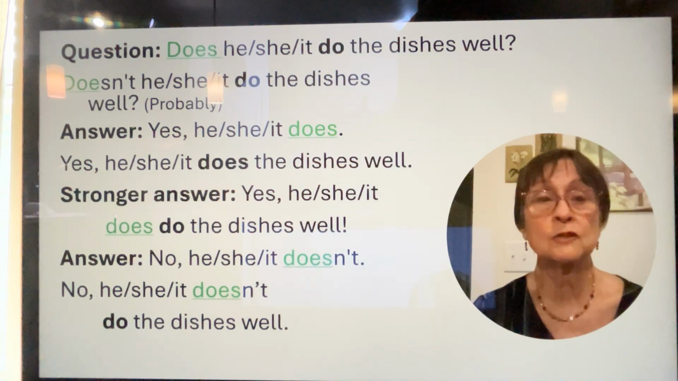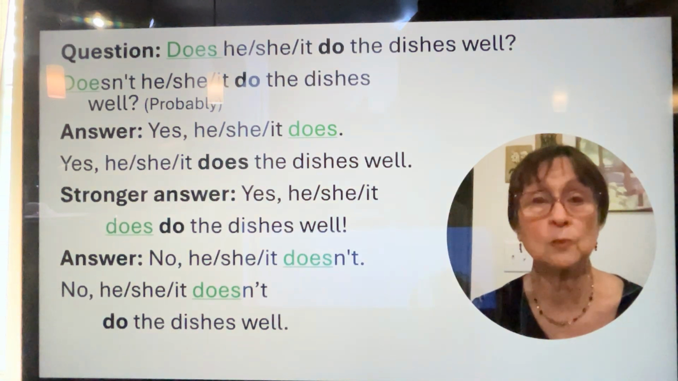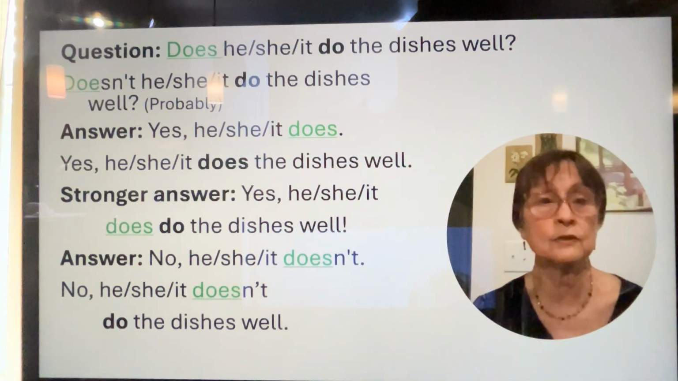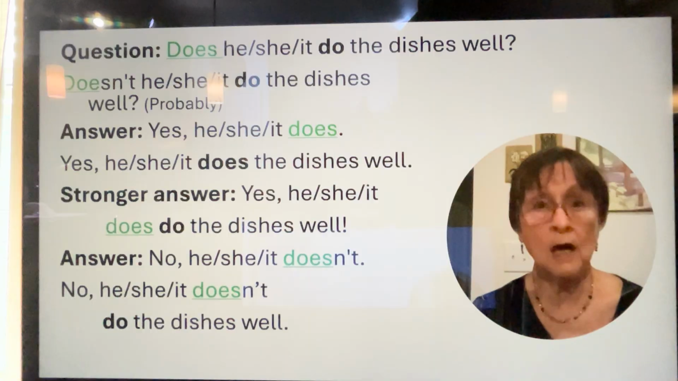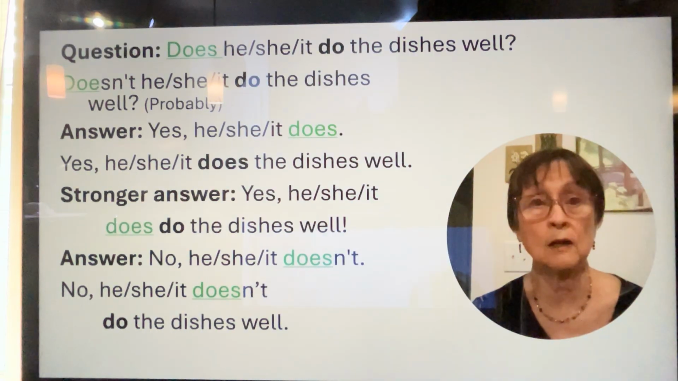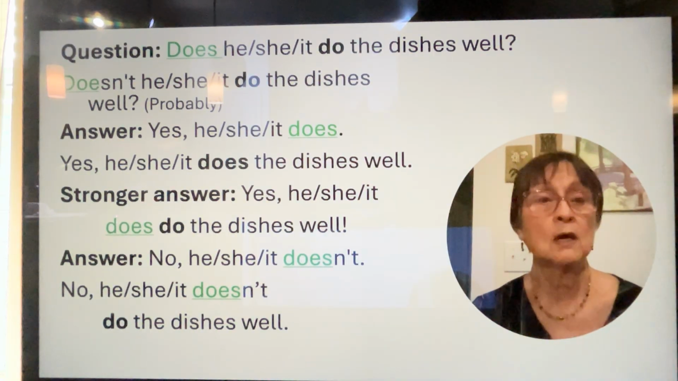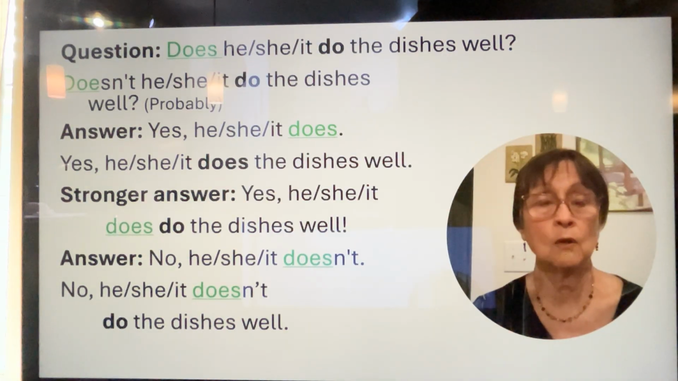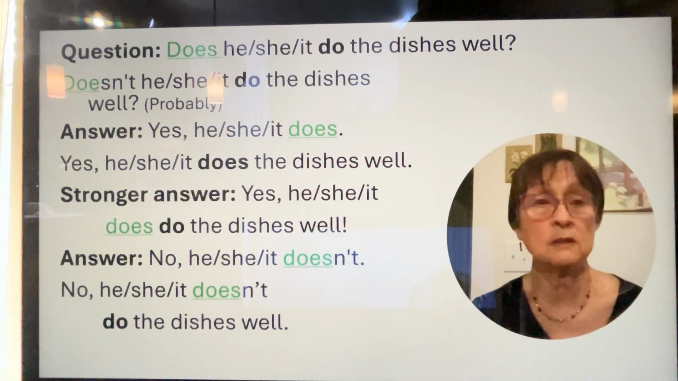Yes, he or she or it does the dishes well. Or a stronger answer, yes, he or she or it does do the dishes well. That's a much stronger answer. But if the answer is no, no, he doesn't, no, she doesn't, no, it doesn't.